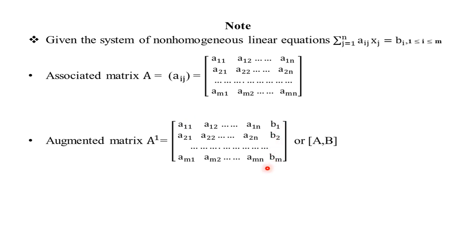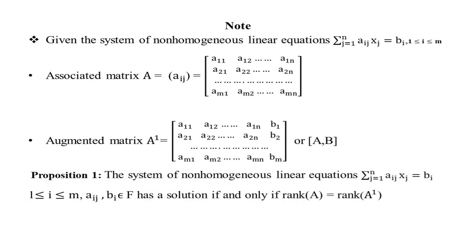Now we have a proposition. The system of non-homogeneous linear equations sigma j equal to 1 to n aij xj equal to bi for every i, 1 less than or equal to i less than or equal to m, where aij, bi are scalars, has a solution if and only if rank of the associated matrix A equal to rank of the augmented matrix A dash.